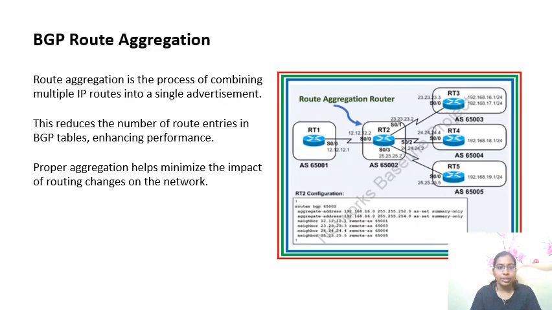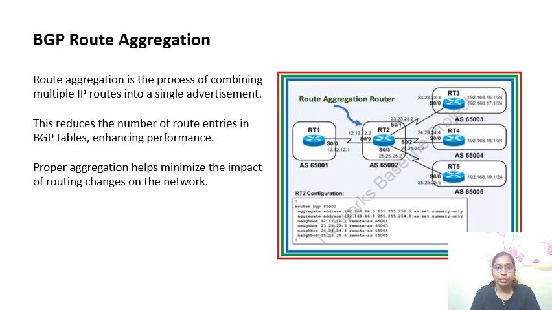BGP route aggregation. Route aggregation is a process of combining multiple IP routes into a single advertisement. This reduces the number of route entries in BGP tables, enhancing performance. Proper aggregation helps minimize the impact of routing changes on the network.